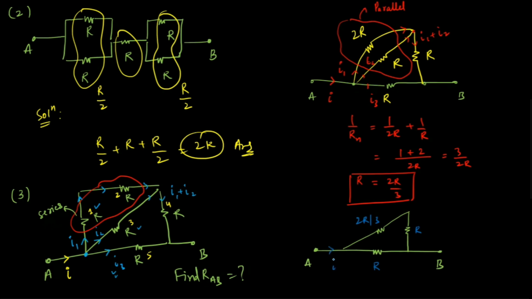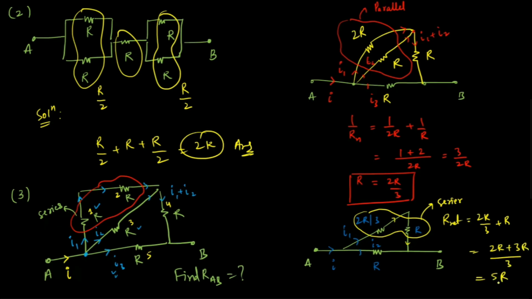Now again, current will divide into two parts, I1 and I2. Now try to understand the same concept again. This I1 is going through these two resistors once again, so these two must be in series. Series combination: R net of these two is going to be 2R by 3 plus R, that is 2R plus 3R by 3, that is 5R by 3. So now the value of resistance has changed to 5R by 3.